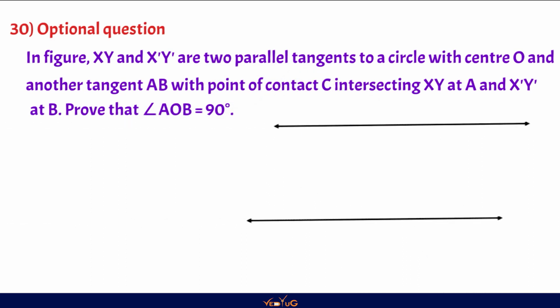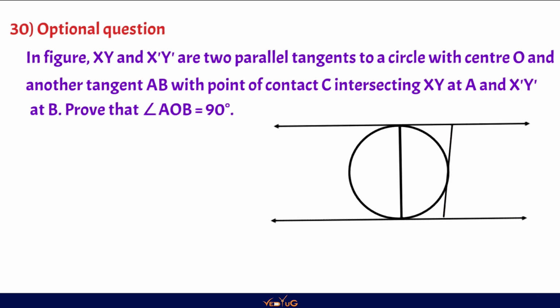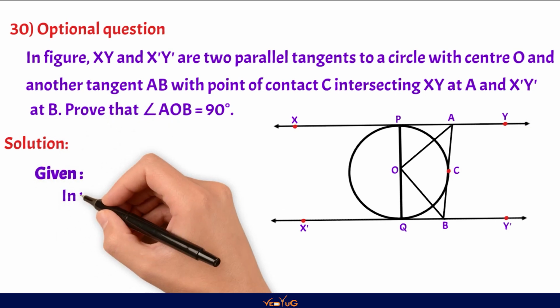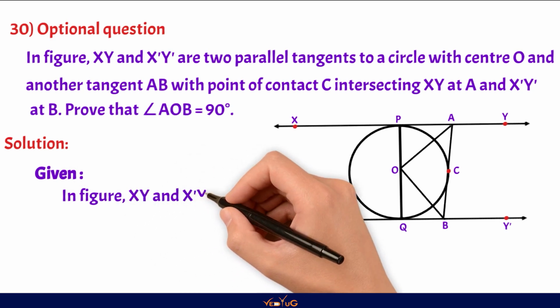As you can see in the figure, we are given two parallel tangents to a circle with center O, which is XY and X dash Y dash. There is one more tangent AB with point of contact C intersecting XY at A and intersecting X dash Y dash at B. Now we have to prove that angle AOB is equal to 90 degrees. जैसा कि मैंने आपको पहले भी बताया है, जितना भी पार्ट आपको क्वेश्चन में गिवन है, प्लीज राइट दैट। क्वेश्चन पेपर से सेम फिगर को आप कॉपी कर लीजिए एंड ड्रॉ इट वेरी नीटली.